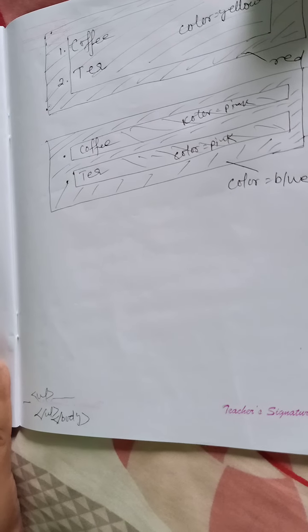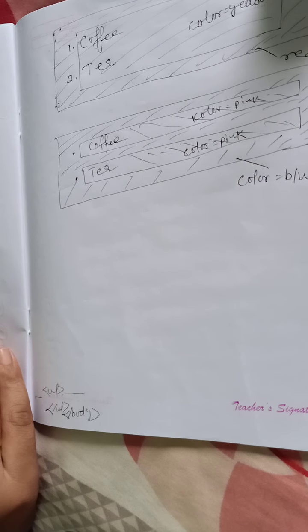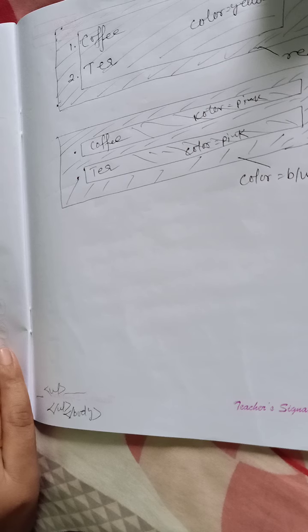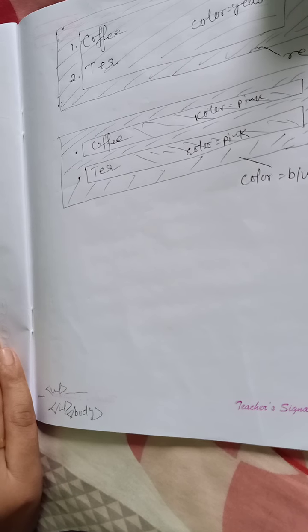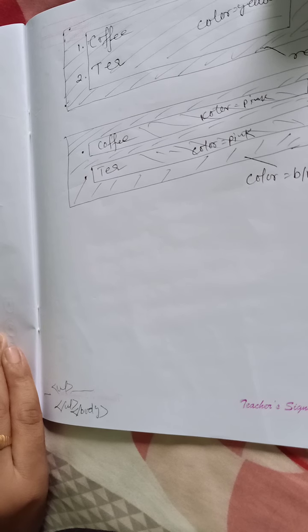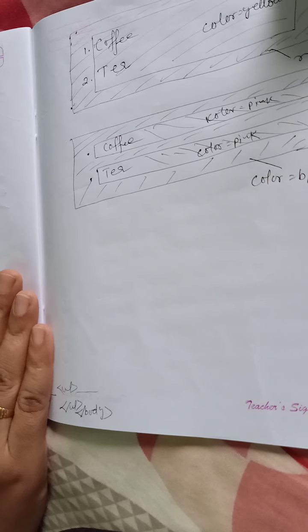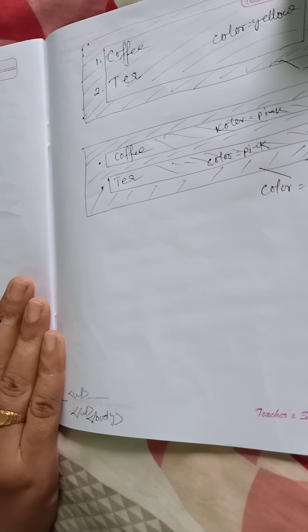Here we discussed only some examples for working with lists using CSS. Next we'll be learning about CSS tables. The next video will be going for that. Thank you.